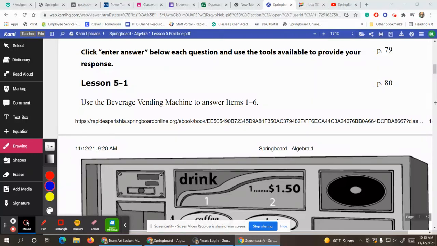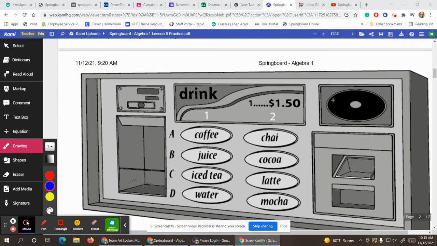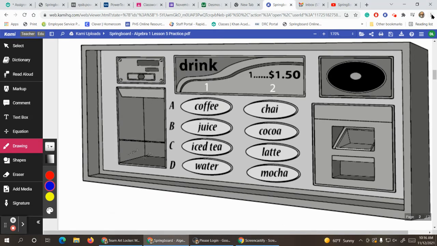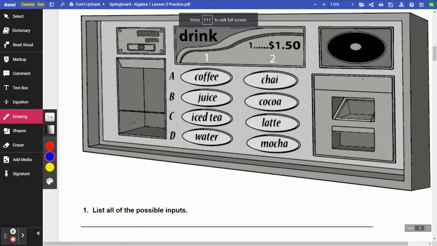All right, this is the lesson 5 practice, Algebra 1, SpringBoard, going over functions and functional notation. Lesson 1, use the beverage vending machine to answer number 1 through 6. Everybody get a very good look at it. Hopefully I'm not going to have to go back and forth to it.